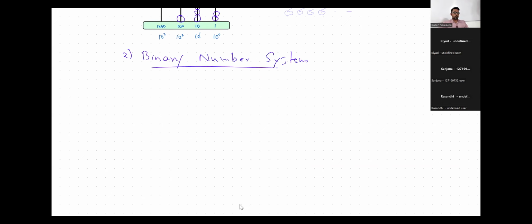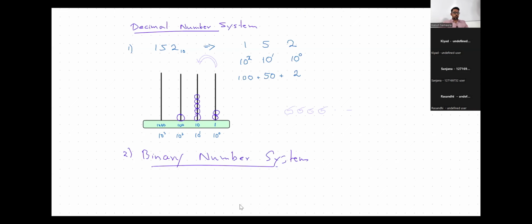Right. Lamai, represent this binary number, 10111, in a counting frame. Represent this binary number in a counting frame. Start.